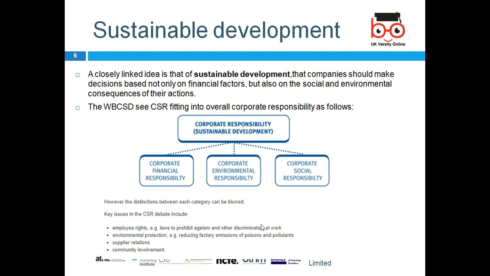Environmental protection means reducing factory emissions. If we read any company's financial statement or annual report, they always say we are reducing CO2, cutting water usage, cutting plastic usage, using renewable energy, solar panels and wind farms. That's all about environmental protection. Supplier relationship: we should pay the small suppliers on time. If we don't pay them on time, they don't have money and are not going to produce in future.